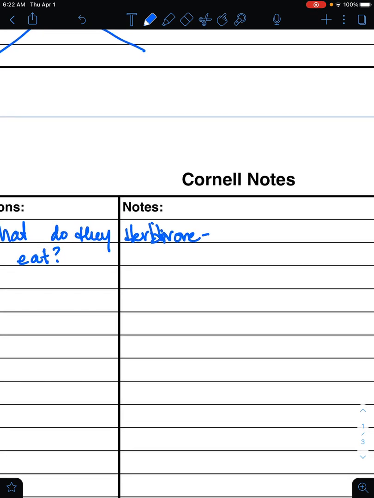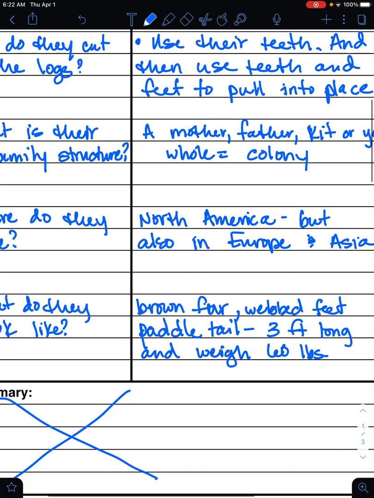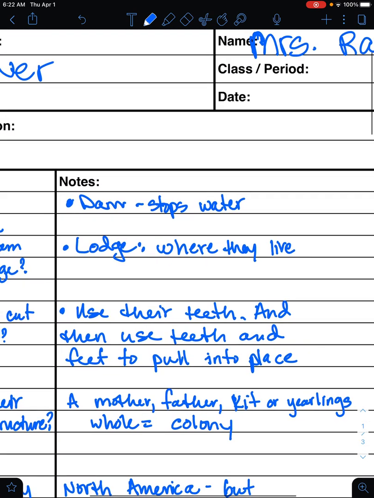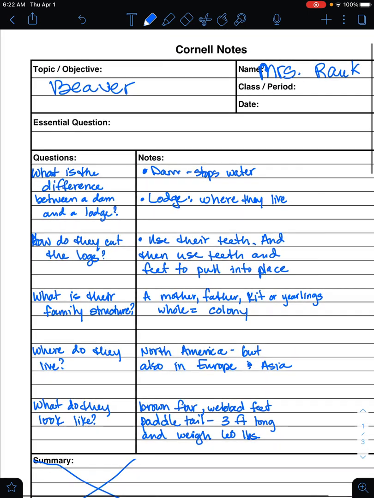You need to do a minimum of 5 quality notes. Notice it was not just a word that I put for my notes. Even when I did the dam, I wrote a little sentence or a phrase afterwards. So 5 questions. First read your article, 5 questions on information from your article, and then the notes that will answer the question using your article again.